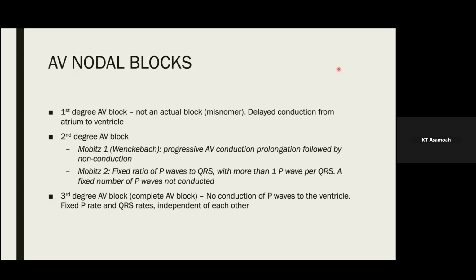With Mobitz 2, you have a fixed ratio, so you have a fixed block. For example, a 2:1 block. PR interval is equal throughout. So patients with bradycardia, you have a fixed ratio of P waves to QRSs. And then complete AV block, where there's AV dissociation. PP intervals are normal, RR intervals are equal, but there's no communication between the P's and the QRSs.